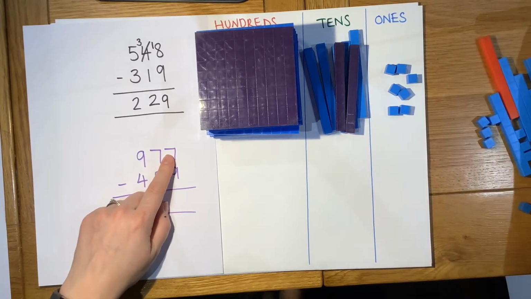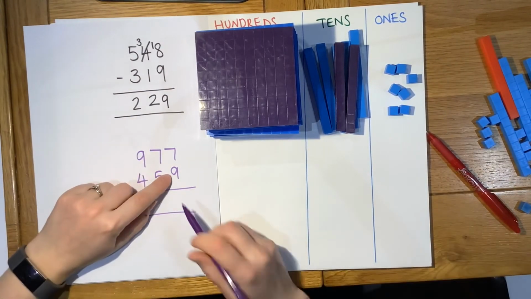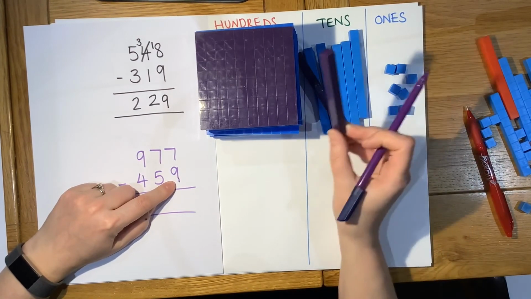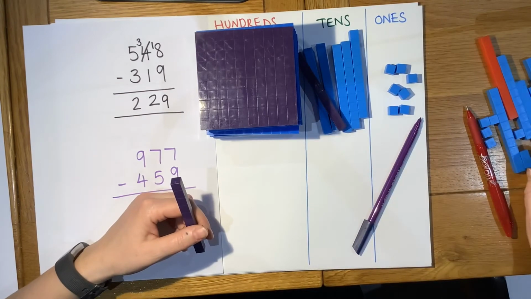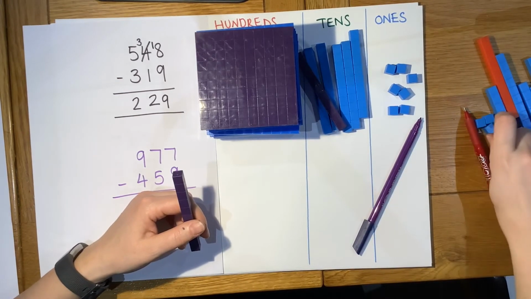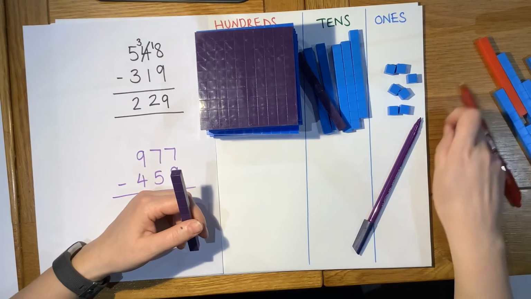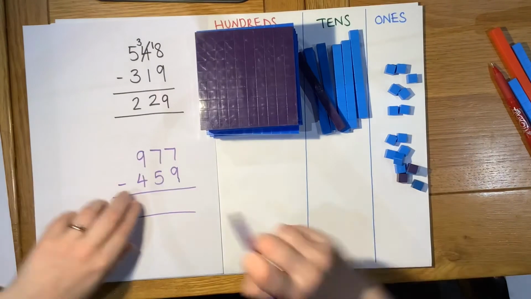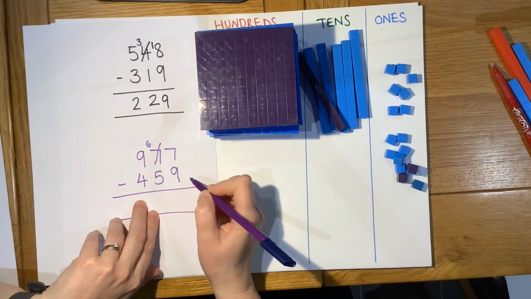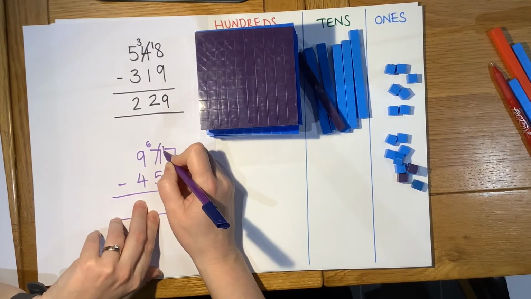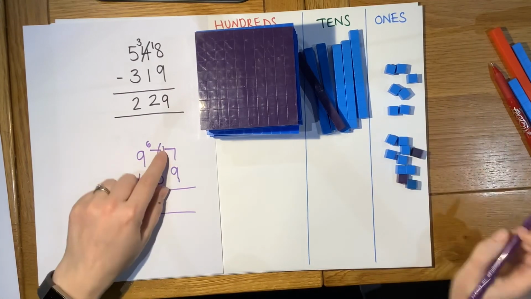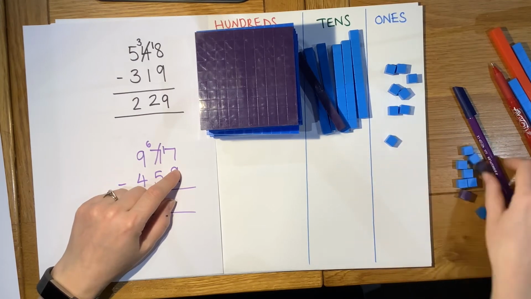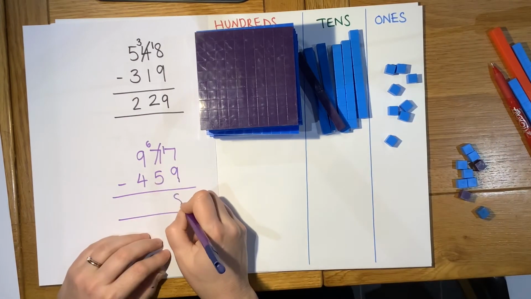There we go. Right, okay, first subtract the ones. I need to take away 9 ones. Haven't got enough. I'm going to exchange one of these 10s for 10 ones. 2, 4, 6, 8, 10. Okay, there we go. So I've taken that 10, leaving me with 6 10s, and I've exchanged it for 10 ones. So I did have 7, I've now got 10 more, so I've got 17. Now subtract the ones. 17 take away 9, leaves me with 8 ones.